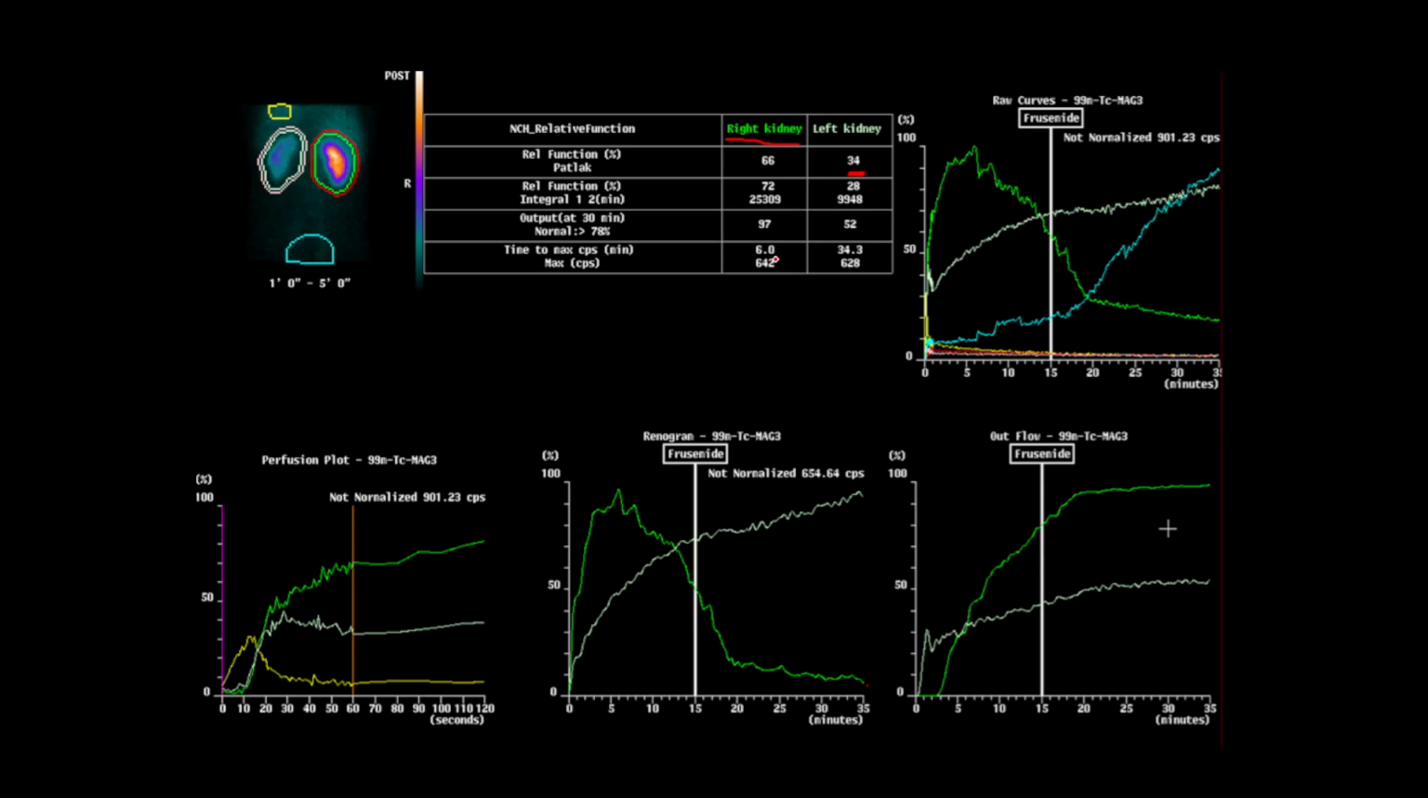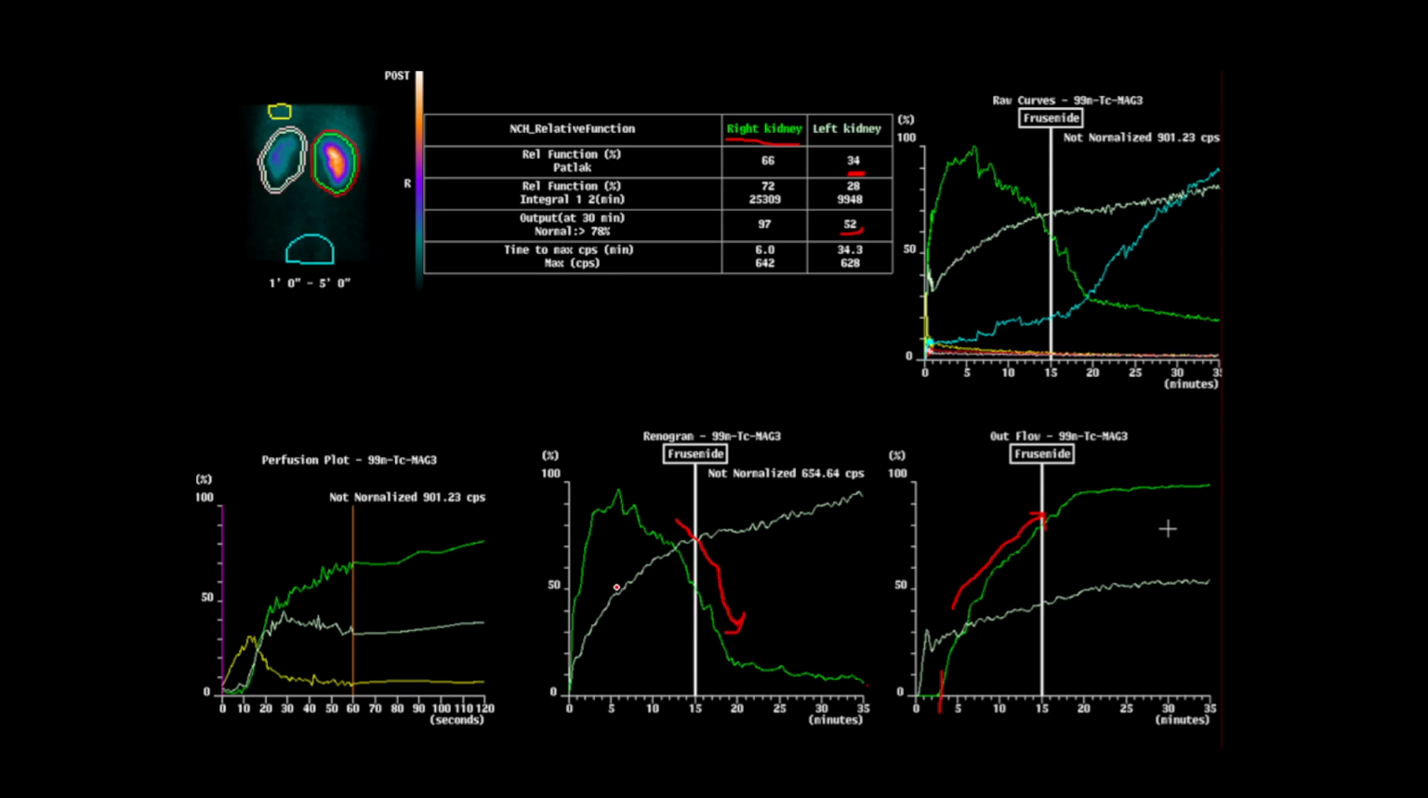And the output efficiency here is only 52 on the left. And you can see that's manifested here. We spoke about the output efficiency before. This is a nice output efficiency here on the right side. It waits a couple of minutes before starting because, of course, this right kidney is just taking up tracer for the first couple of minutes. It's not clearing. But then after a few minutes, the right kidney starts to clear rapidly, and this going up here is a manifestation of this clearing going down here.